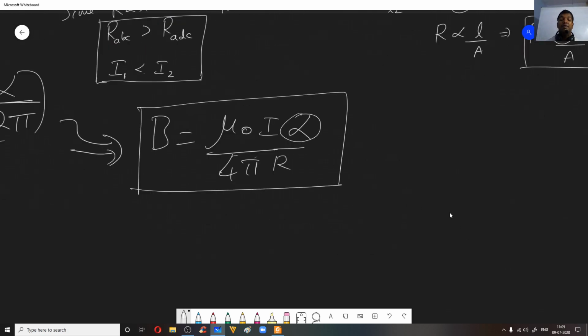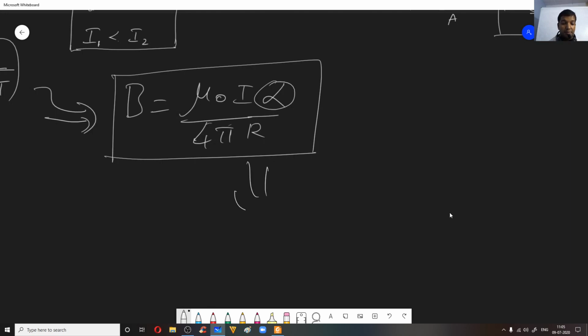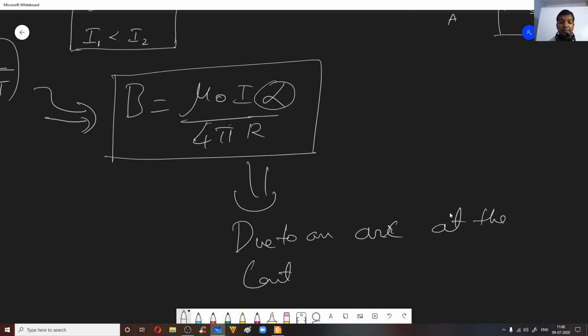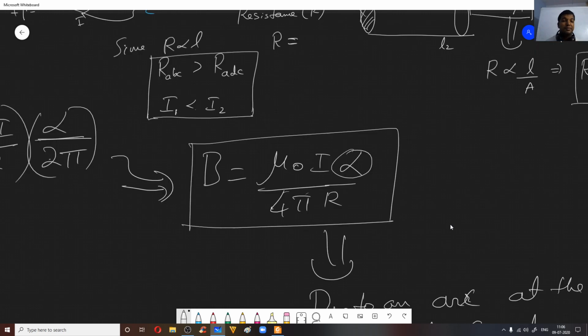So alpha is the angle. This is the magnetic field due to an arc at the center of curvature. The radius of curvature is r, and the angle subtended by the arc is alpha. All right, fine. Now if you remember this.